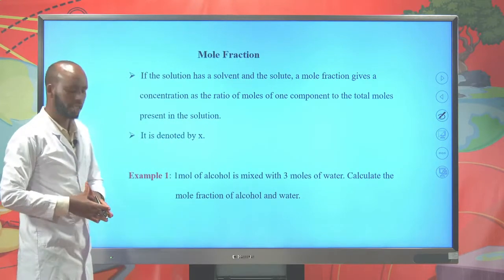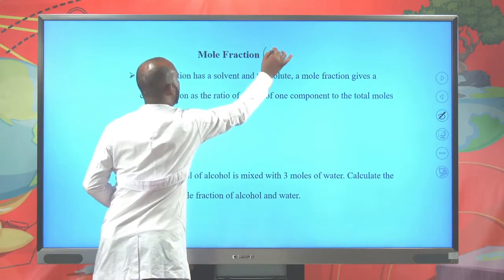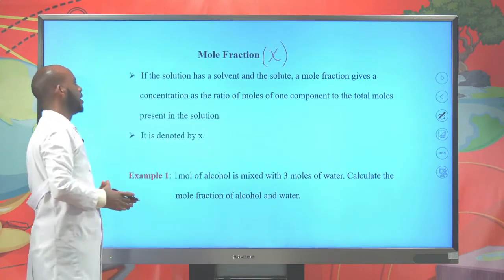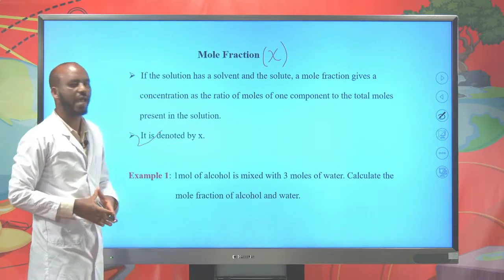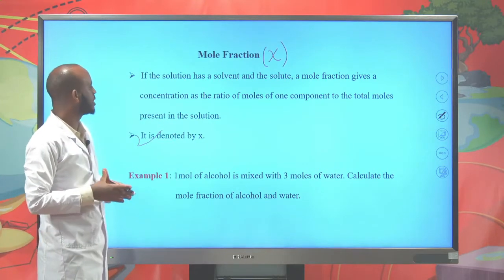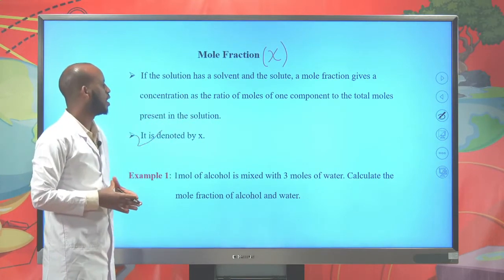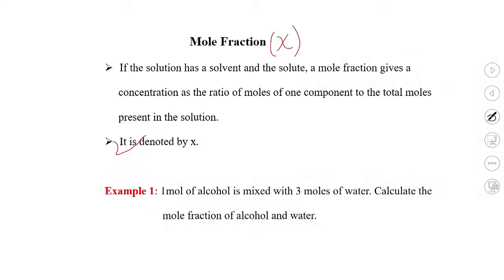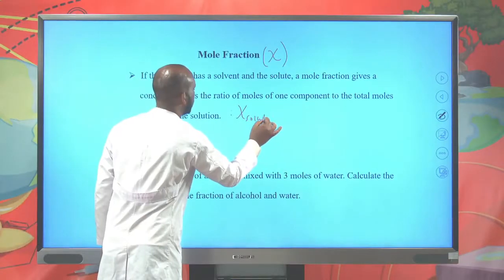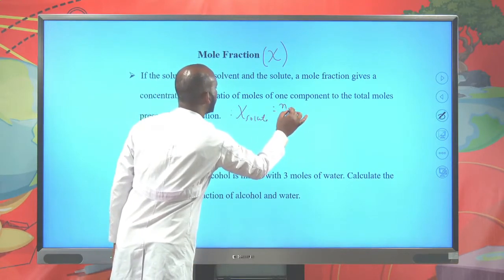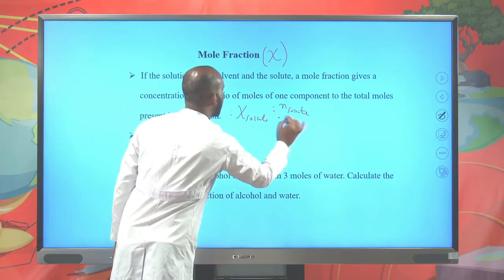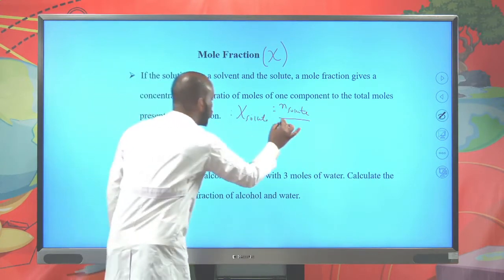Mole fraction, denoted by this symbol. If the solution has a solvent and a solute, mole fraction gives a concentration as the ratio of moles of one component to the total moles present in the solution. If a solution contains a solute and a solvent, then mole fraction of the solute equals number of moles of the solute divided by number of moles of the solution.